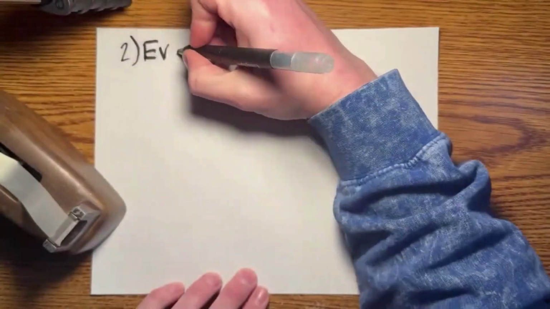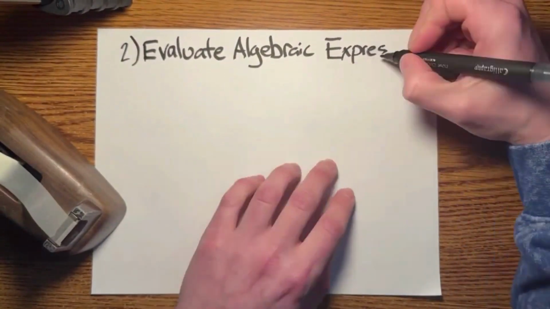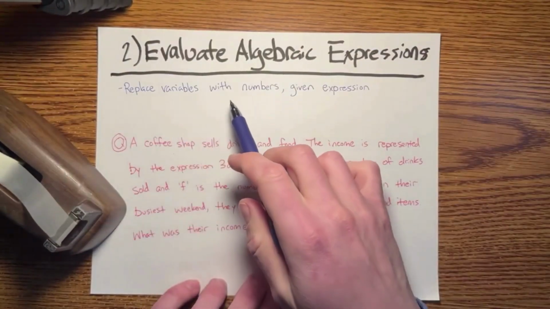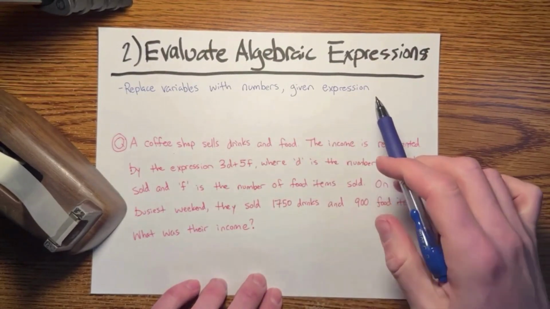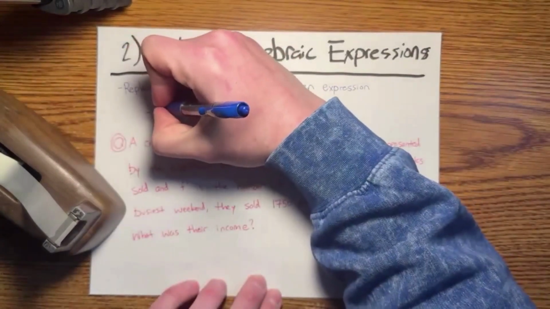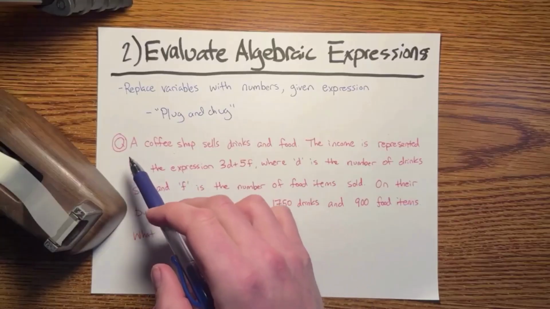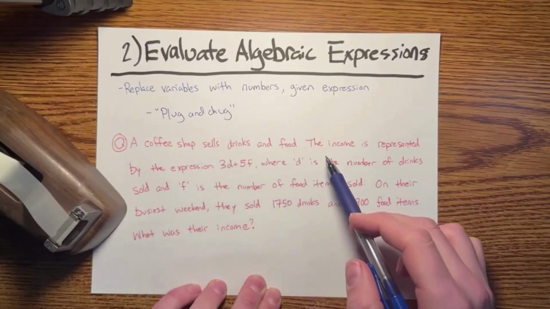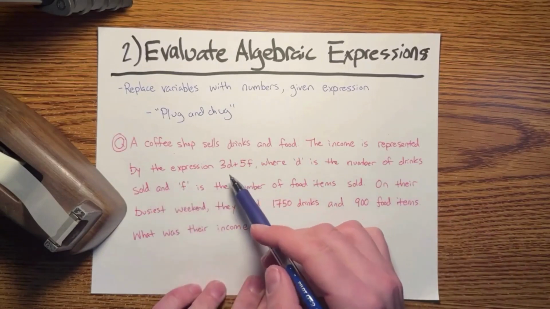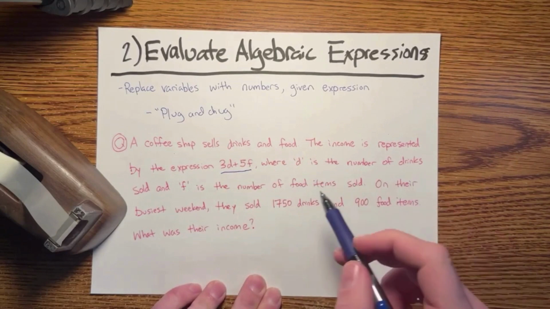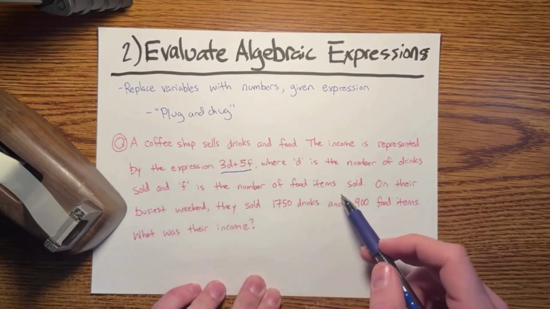Number 2, evaluate algebraic expressions. For these problems, you'll simply replace variables with numbers given an expression. Basically what I call the plug and chug. A sample question tells you that a coffee shop sells drinks and food. The income is represented by the expression 3D plus F. That's important, where D is the number of drinks sold and F is the number of food items sold.